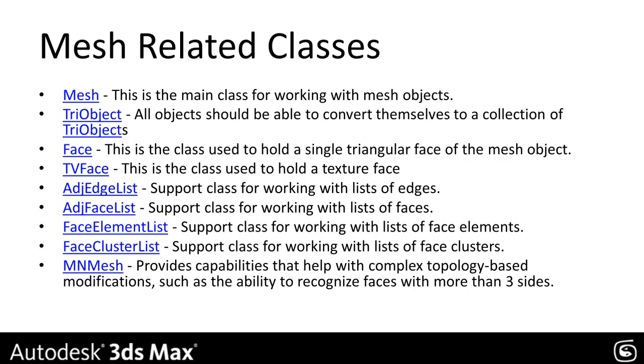Alright, and then just to remind you again, the MN mesh is kind of a specialized class that allows capabilities to work with complex topology, such as the ability to recognize faces with more than 3 sides. Okay, so what I've seen is that MN mesh is used when you are importing or exporting things that need to have more complex mesh data. Okay, but within the context of 3ds Max, most of the time you're going to be working with tri-object and the standard mesh.